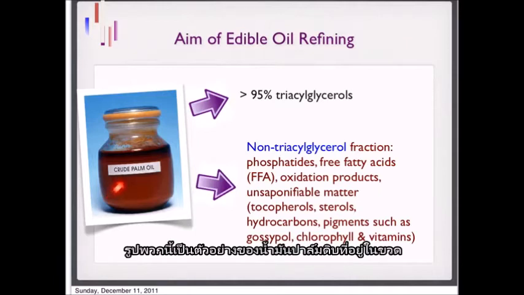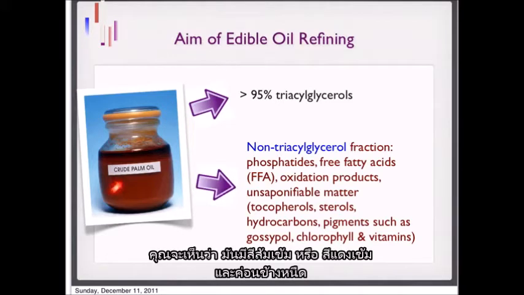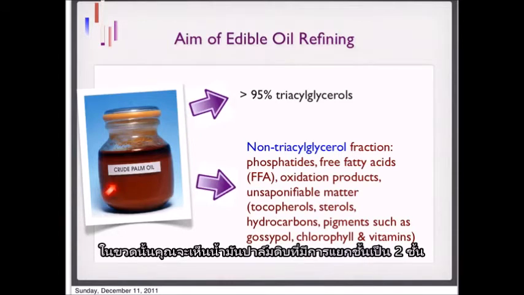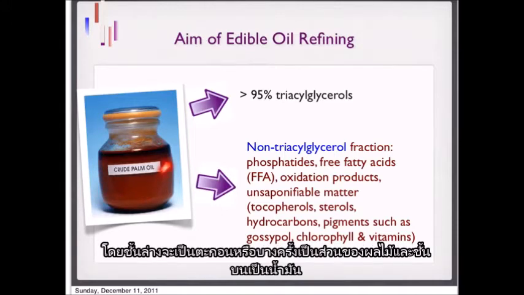So in this picture, a sample of crude palm oil in the bottle. You can see that it has a very dark orange or dark red color and is quite viscous. And in the bottle, you can see that the crude palm oil has been separated into two layers. The bottom layer is the sediment, or sometimes called a foot, and the top layer here is the oil.